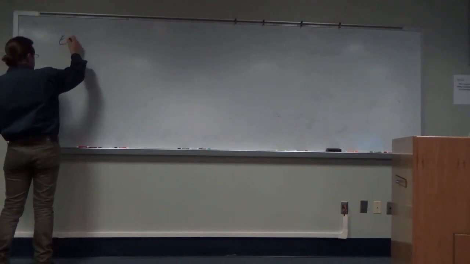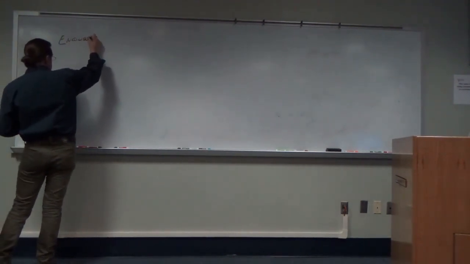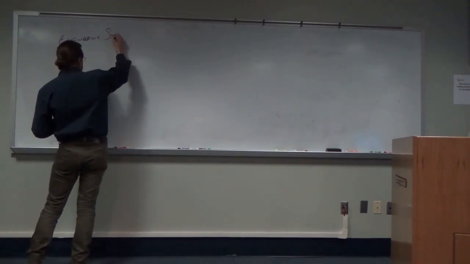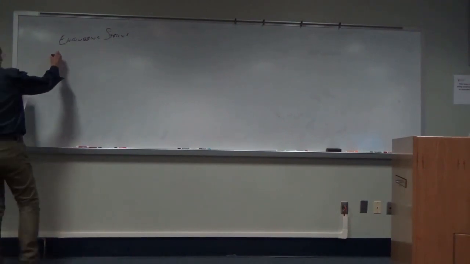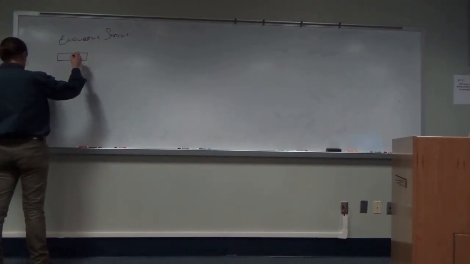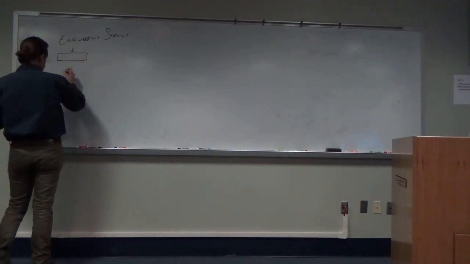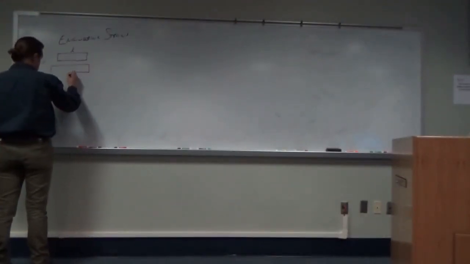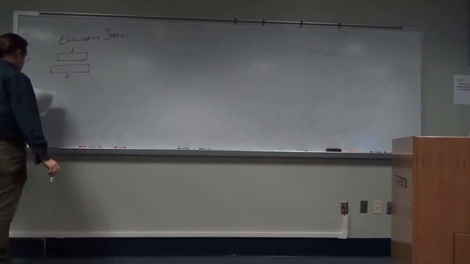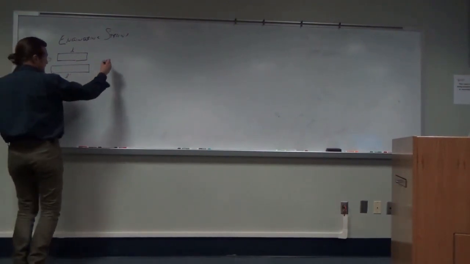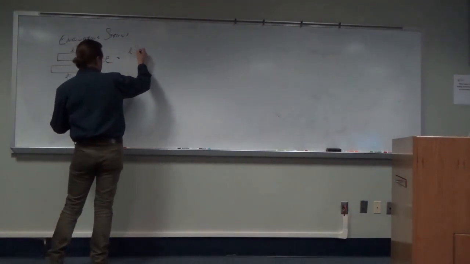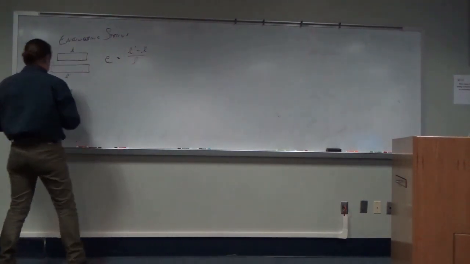So we're going to start by defining some terms. And defining our terms, we're going to start out with these engineering strains, which we talked about last time. So engineering strains, we would just have some beam length L that's being pulled to length L prime. So we've got E is equal to L prime minus L over L.